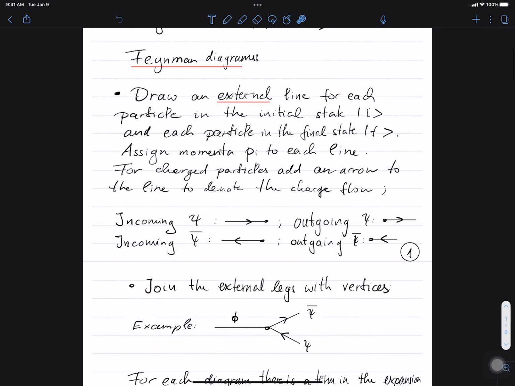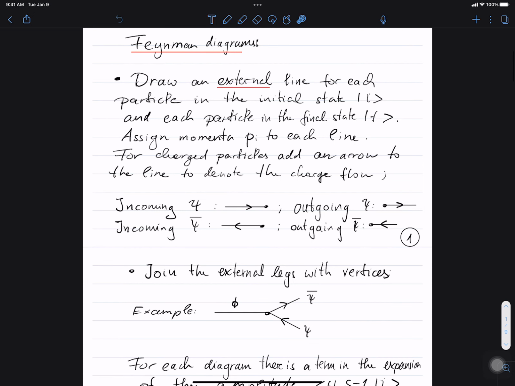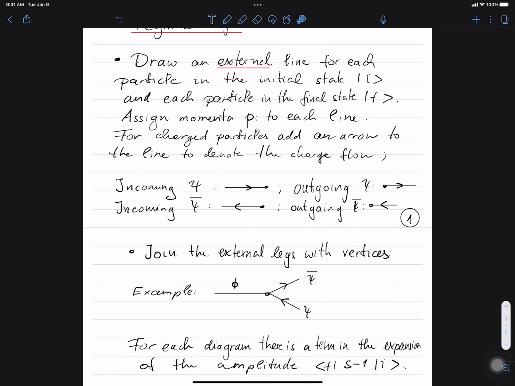Now, let us just formulate the rules first, and then we'll see how they're actually connected to the stepwise evaluation by the Wick theorem later. Now, the rules are: draw external lines for each particle in the initial state and each particle in the final state. Assign momenta to each line, and for charged particles, add an arrow to the line to denote the charge flow direction. So, for example, for an incoming particle psi, here's the vertex where it connects to, so it comes in. It's incoming, so we have an arrow in this direction. The charge flows in the diagram.